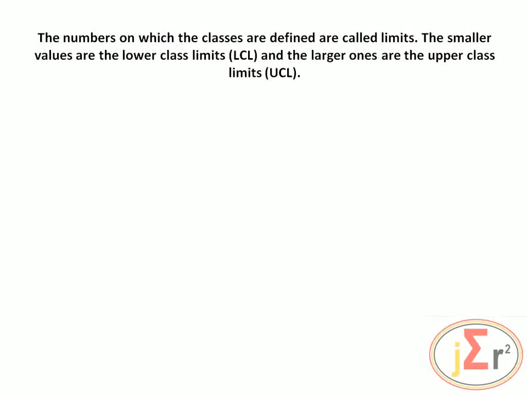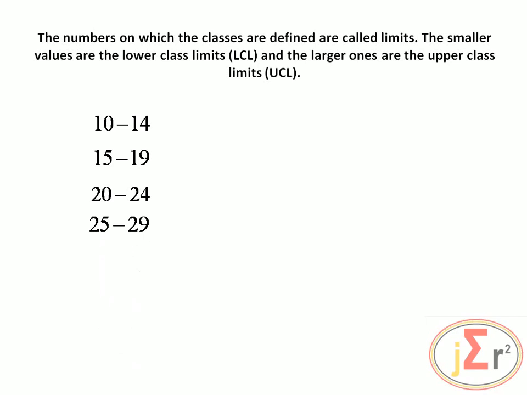The numbers on which the classes are defined are called limits. The smaller values are the lower class limits, and the larger ones are the upper class limits. Lower class limits, LCL. Upper class limits, UCL.